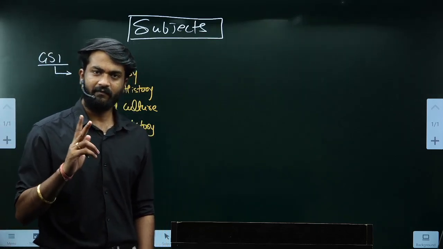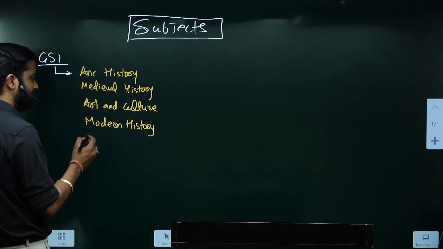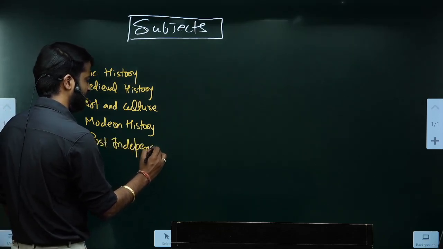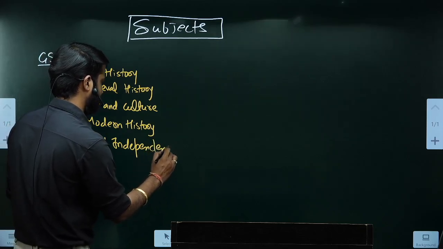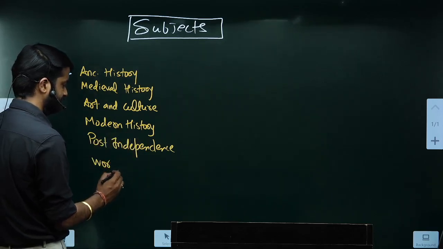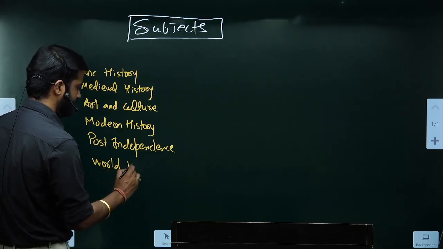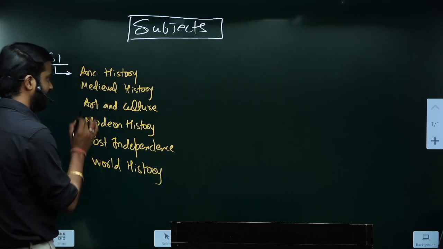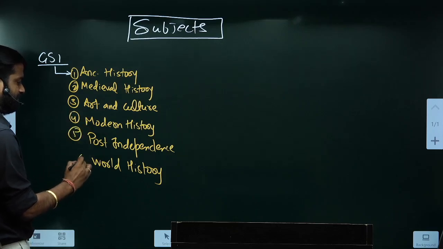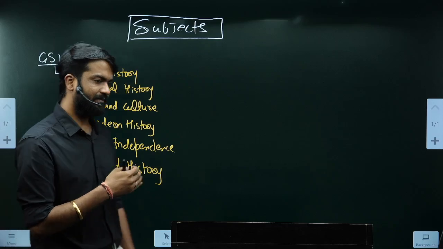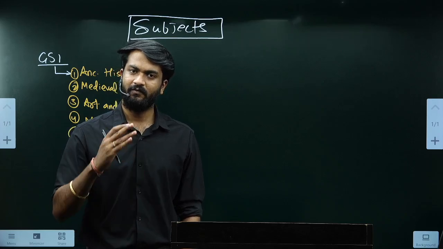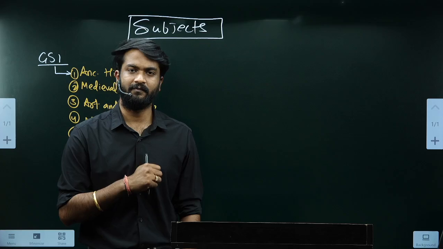Not yet. We have 2 more history based subjects which are post independence history, and that is exclusively part of mains. Then you have world history. So basically this is the first subject, second, third, fourth, fifth, sixth. Why am I considering them as separate subjects? Because for all of them you need different sources. For all of them you have a different set of books which you have to refer.